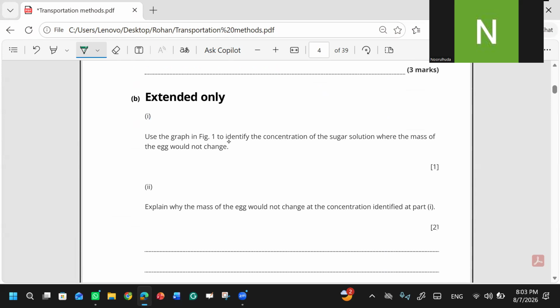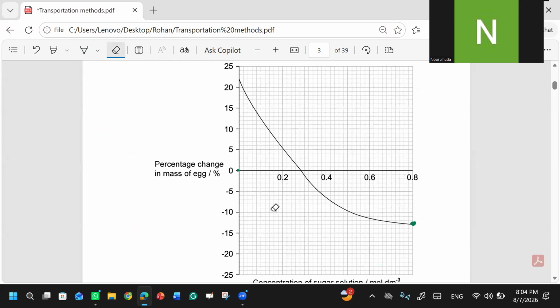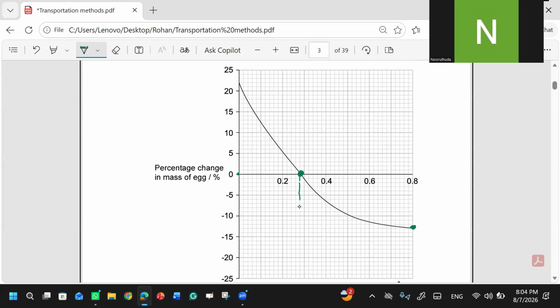Okay, they are saying identify the concentration at which the mass of the egg will not change. Mass is constant. So at what point is mass constant? What do you think? At 0 point, like this point, right? Yes, like this over here.